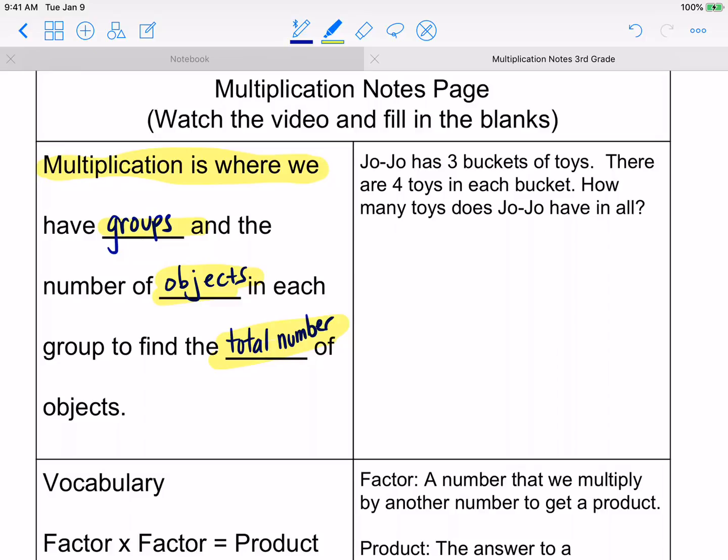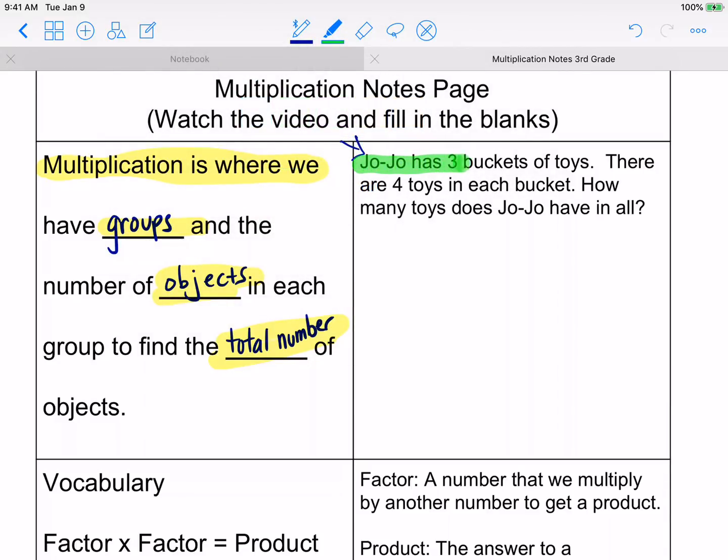Now we're going to move over here. This is an example of the main idea behind multiplication. What we're trying to do is find the total number of objects in a given problem, and we're going to be using equal groups. That's how we're going to find them. So let's look at this example.